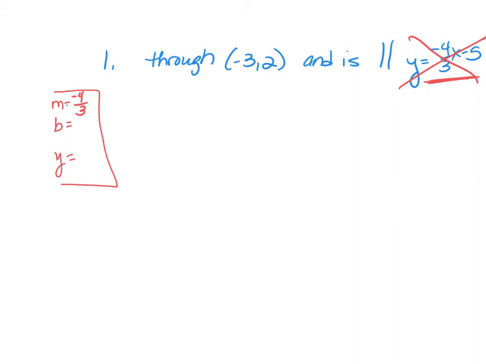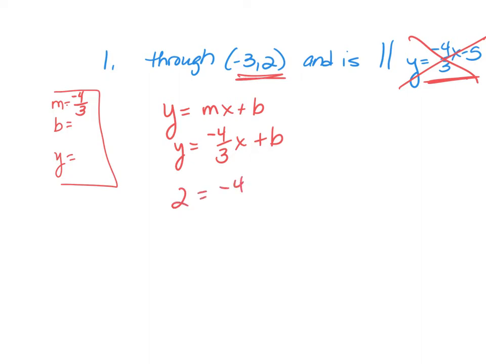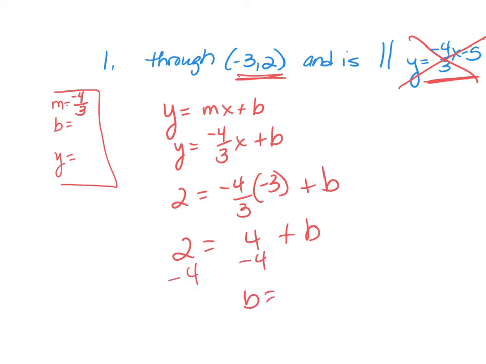And now we're back to what we did yesterday. y equals mx plus b. Well, we know that y equals -4/3 x plus b. And then we put in this point. 2 equals -4/3 times -3 plus b. -4/3 times -3 is +4, I believe. So 2 equals 4 plus b. We subtract 4. b equals -2. So we write our b down here.